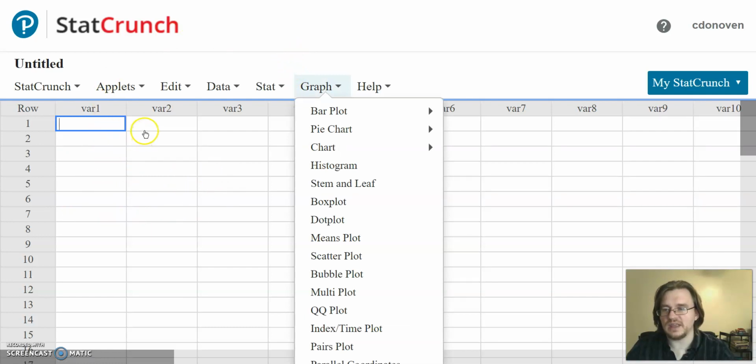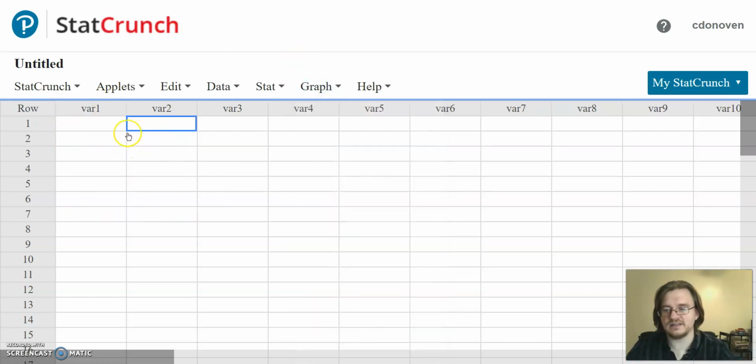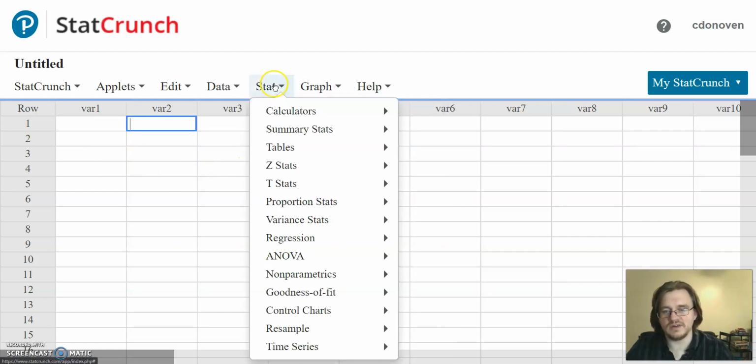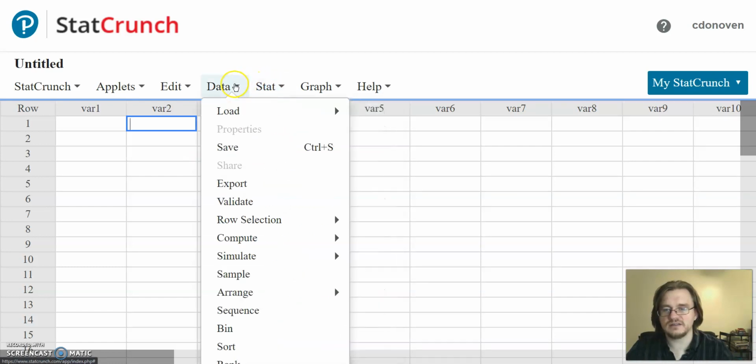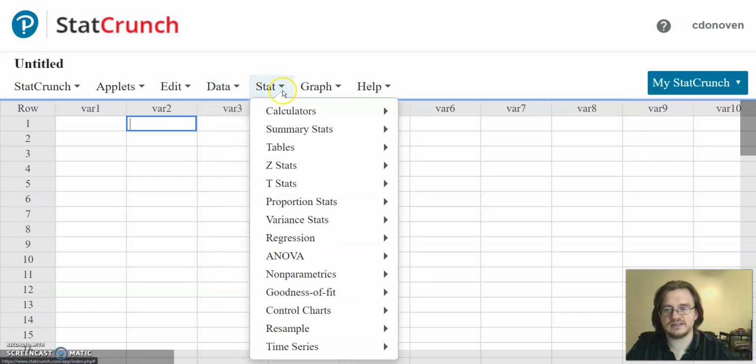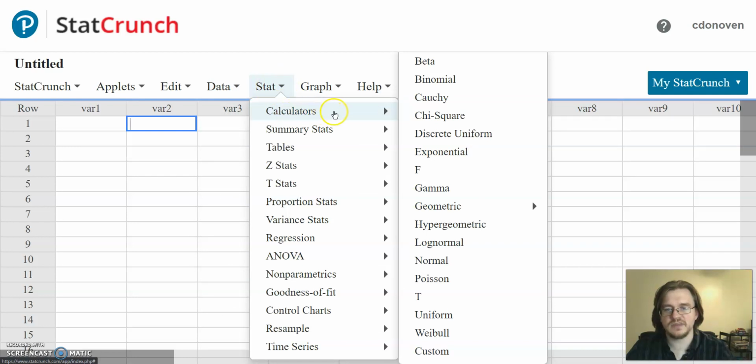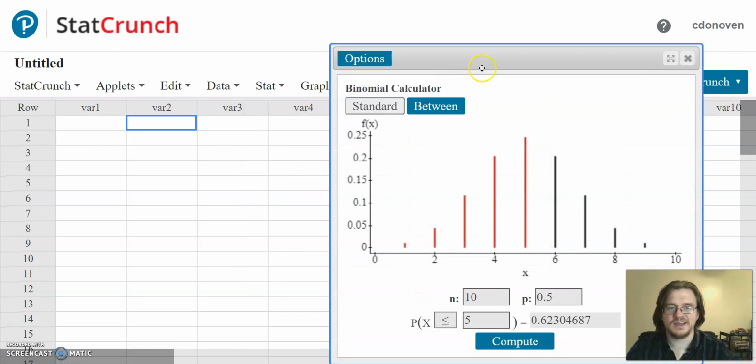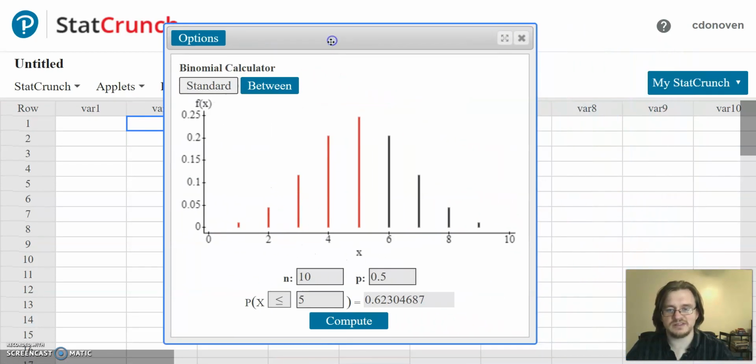So if we want to calculate some values with binomial distributions, one quick and very easy way of doing this is we can come to stats, and we can come to calculators, and we can go to the binomial calculator. And this brings up this screen, and this is fairly easy to use.